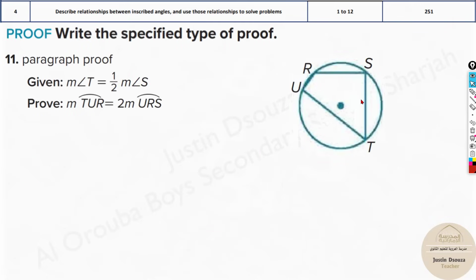Now we have paragraph proofs. Now this is an MCQ part. Your questions must be in MCQs. You will have options. So I'm not sure how exactly they'll ask this, but anyways, we'll go through this. They have given us measure of angle T. This one is half of measure of angle S. Okay. And we need to prove TUR is equal to 2 times the measure of URS.